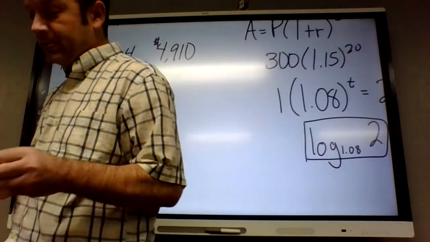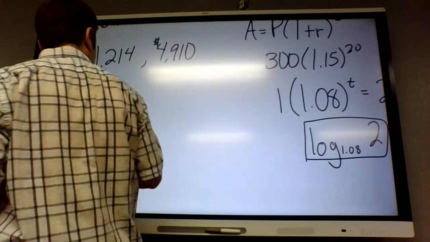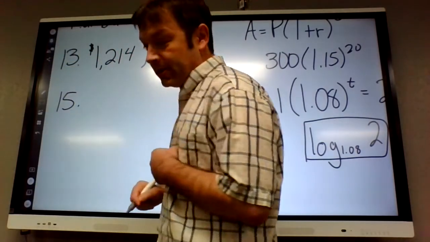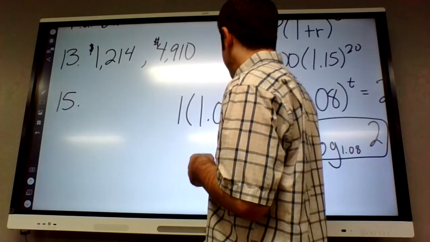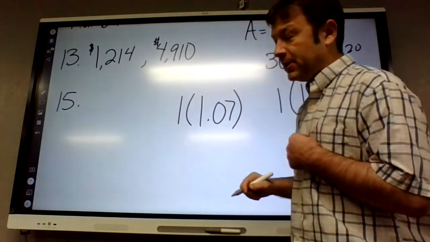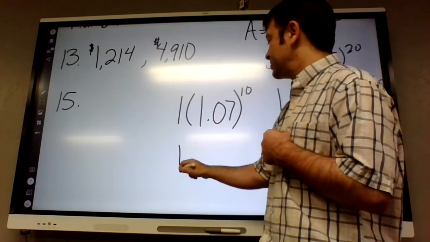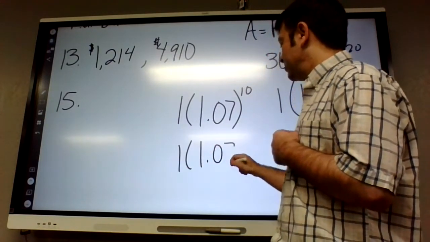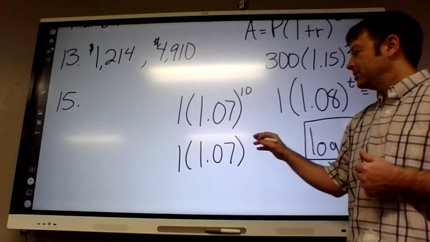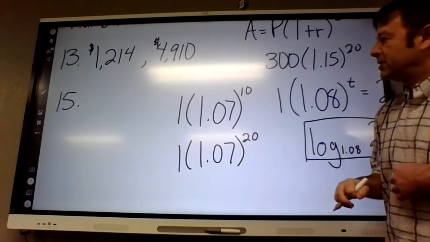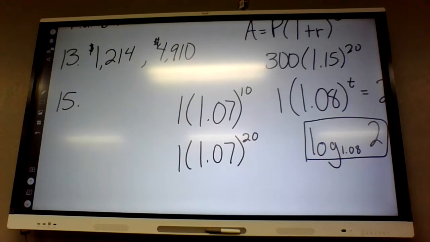Okay, so number 15, same thing. We got $1 right now, and the increase is 7%, so that's 0.07. And we need to do that for 10 years, and then we need to do that. So you don't really have to plug in the 1 on this one, right? Because 1 times whatever doesn't really do anything. So you really just need 1.07 to the 10th and 1.07 to the 20th.